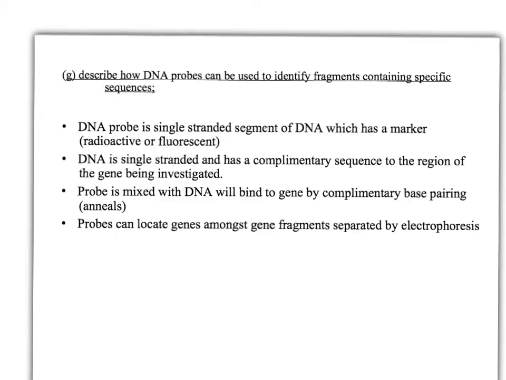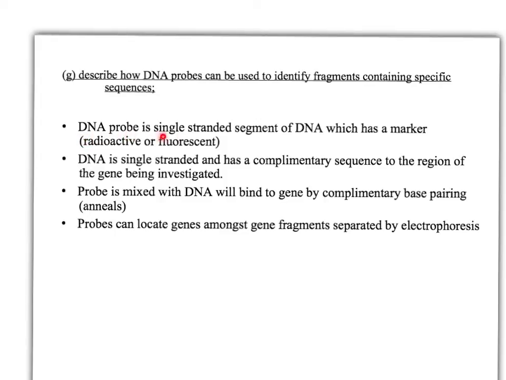Okay, so the last slide on this particular screencast looks at the idea of how we can identify segments of DNA. So what we're trying to do here is look for a specific gene. Using our example of insulin, let's say we've chopped up our human genome into all sorts of different fragments, and we've separated all those fragments by electrophoresis. Now we want to find which of those fragments is the gene for insulin, and we can do this by using a thing called a DNA probe.